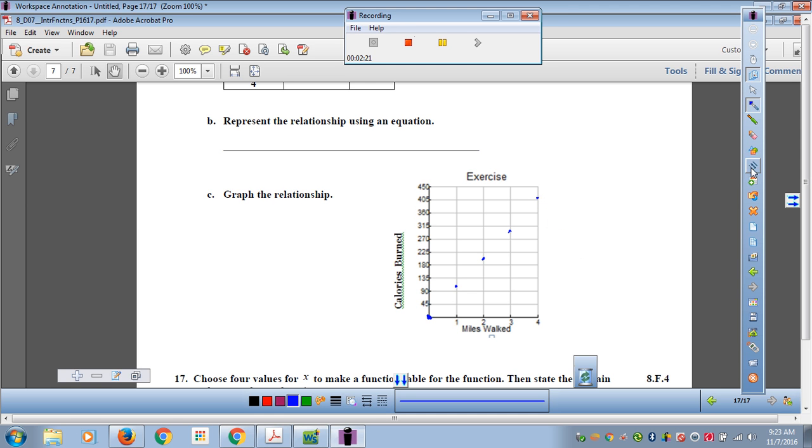Now, when you connect these, you need to connect them with a nice straight line. A lot of people didn't use a straight line. Also, this does not stop on that last point. You need to make sure you put an arrow there. This is the correct way to graph it. If you got sloppy or lazy and didn't make a nice straight line, then you certainly lost points.